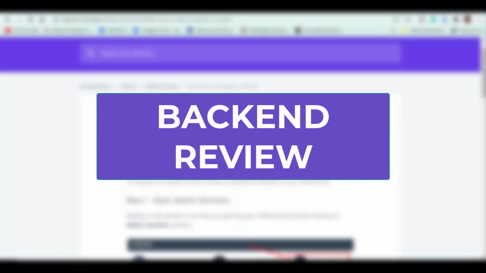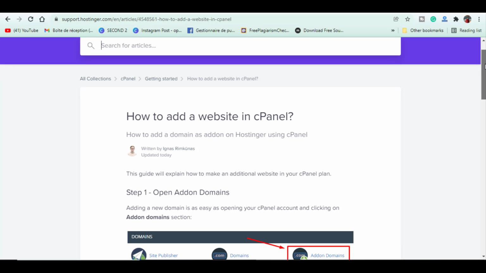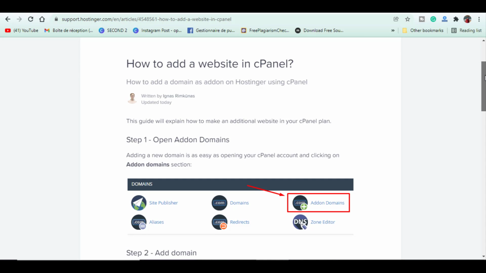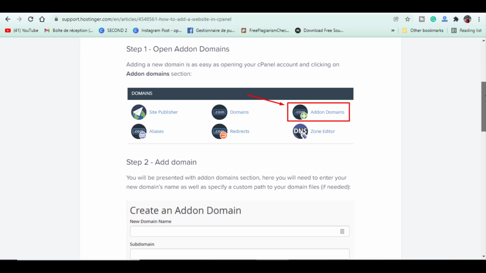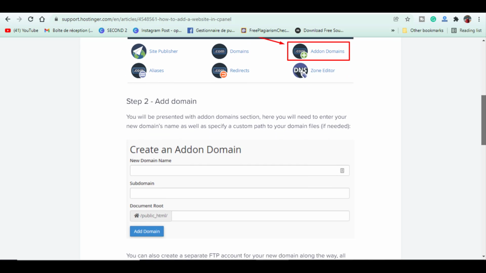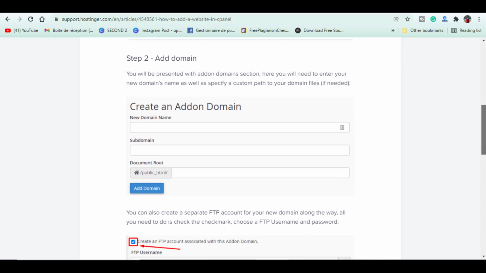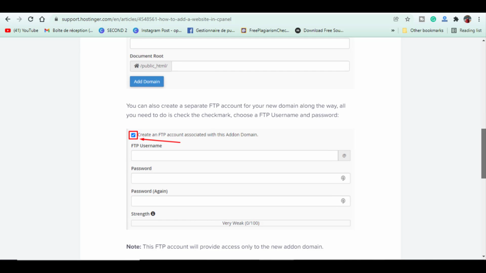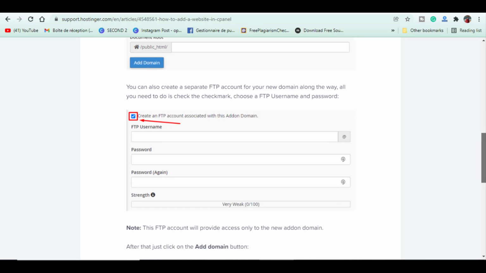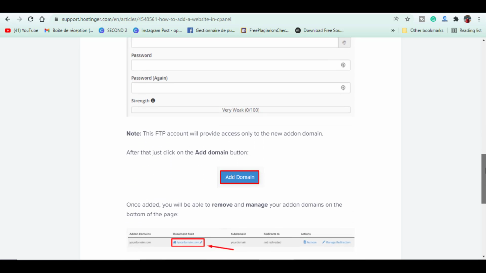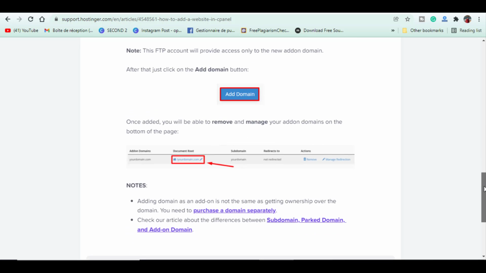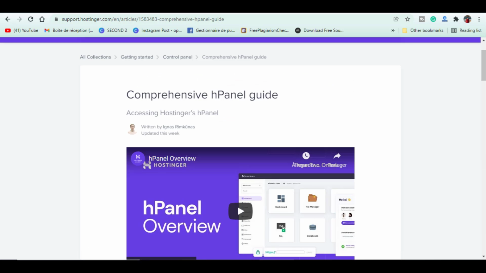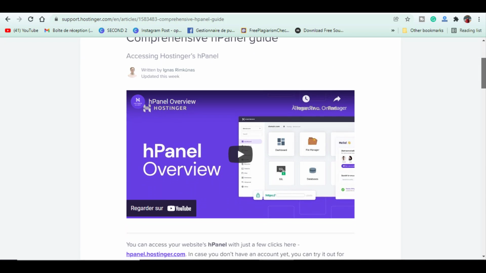Backend review. Like several other hosting sites, Hostinger uses cPanel for its backend management. cPanel is a very popular control panel for web hosting, but that doesn't mean it is the perfect solution for everyone. Hostinger knows this and goes out of its way to make things as easy as possible for its users. This isn't evident in the cPanel tutorial the provider offers to anyone who needs help.